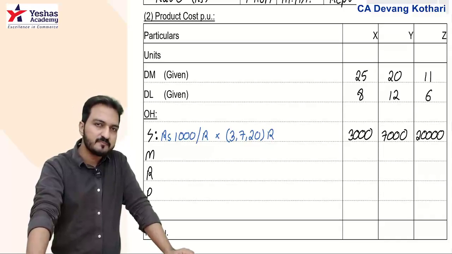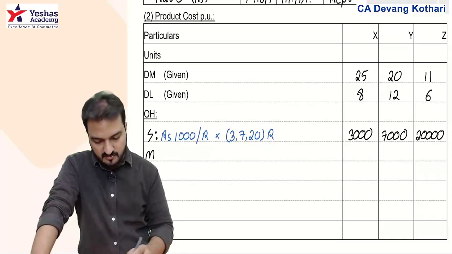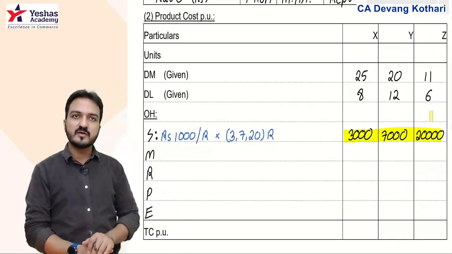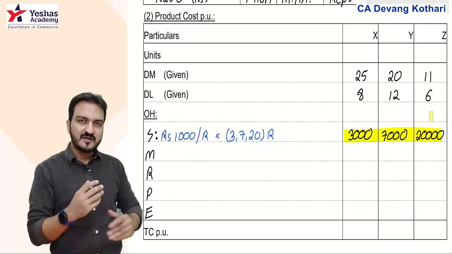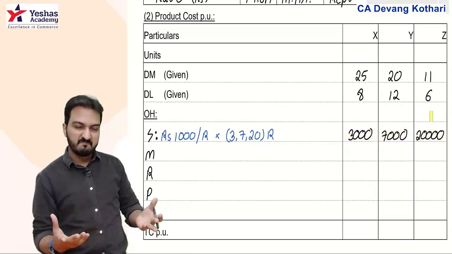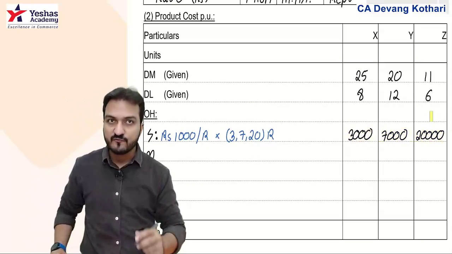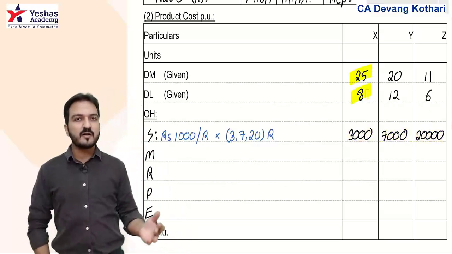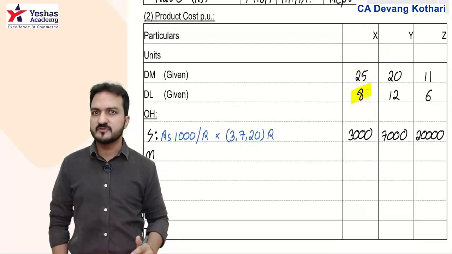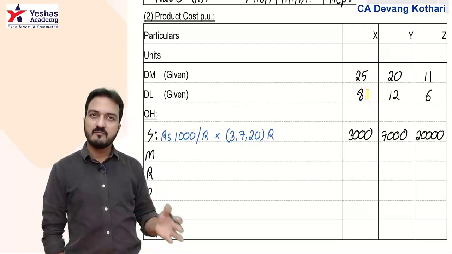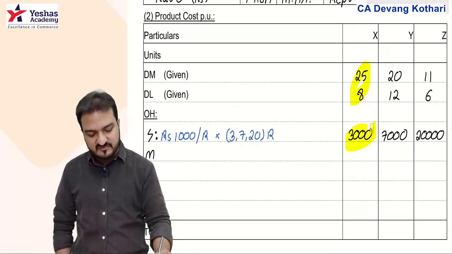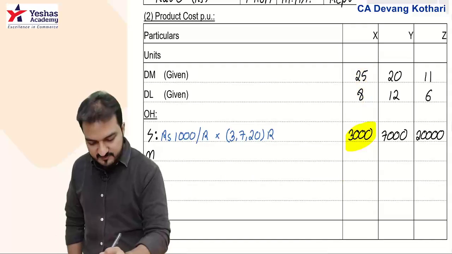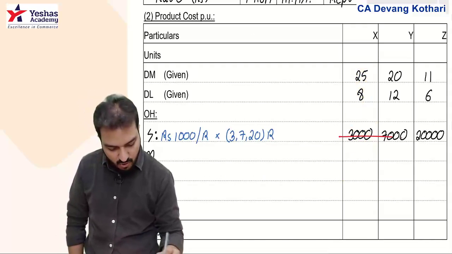But one problem. Do you really think it is correct to write 3000, 7000, 20,000 here? Doesn't it seem weird? Look, 1 unit of X has a material cost of 25, labor cost of 8 rupees, but it has a setup cost of 3000 rupees. Doesn't that look like a mismatch? These are very small values and this is a very huge value compared to the earlier ones. Yes, it is a mismatch because it is absolutely wrong.